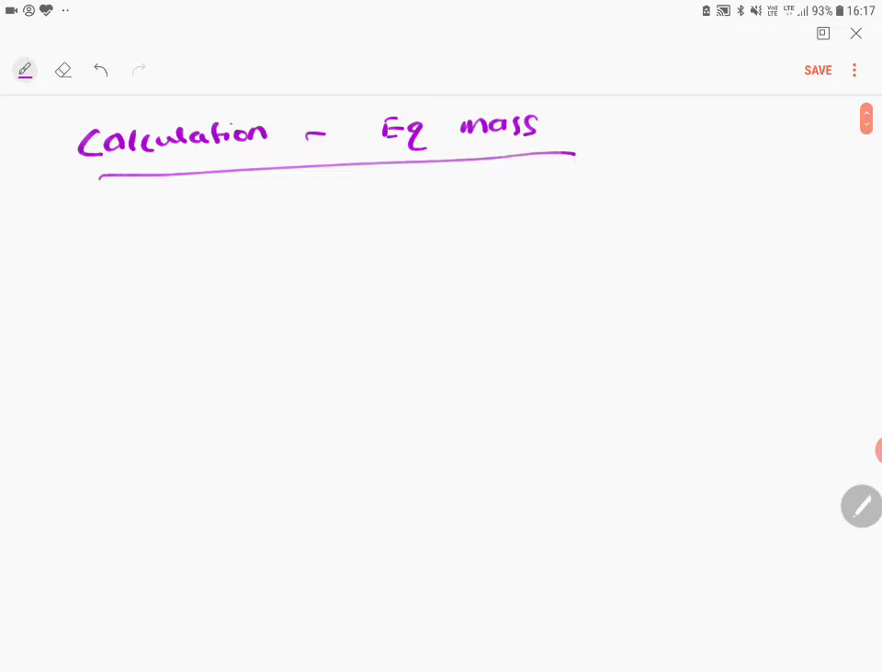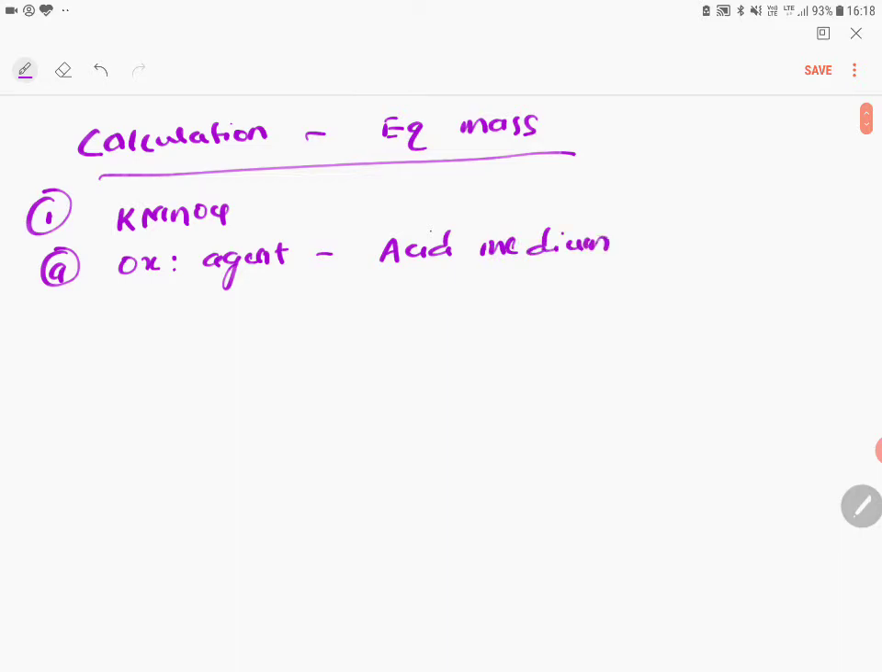The first and foremost important compound in board and competitive exams is KMnO4. In this, first, as an oxidizing agent in acid medium, you should be able to write the redox reaction. So permanganate as an oxidizing agent undergoes reduction to form Mn2+.